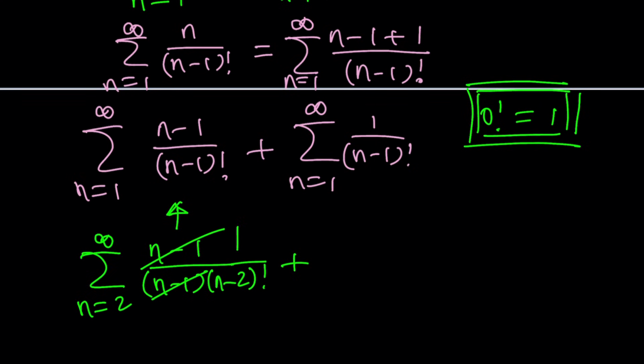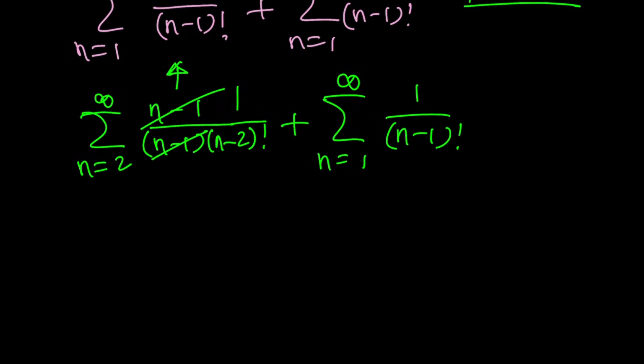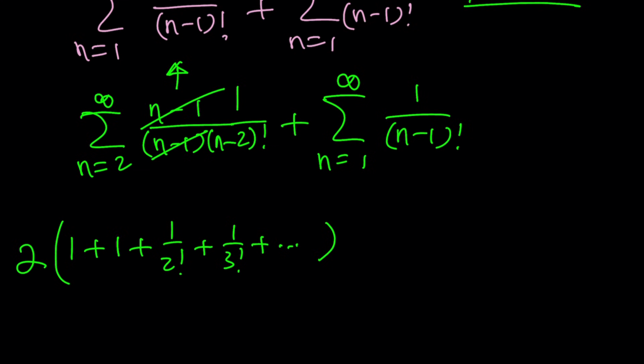And then you just need to add n equals 1 to infinity of 1 over n minus 1 factorial. Notice that we have 1 over something factorial in both cases. The indices are different, and the arguments are also different. But guess what? They're basically the same thing. Why? Because if n is 0, you get 1 over 0 factorial, which is 1. If n is equal to 3, you get 1 again. And then if n is equal to 4, you get 1 over 2 factorial, and then 1 over 3 factorial, and so on and so forth. And you get the same thing here. So we might as well just multiply this whole thing by 2.